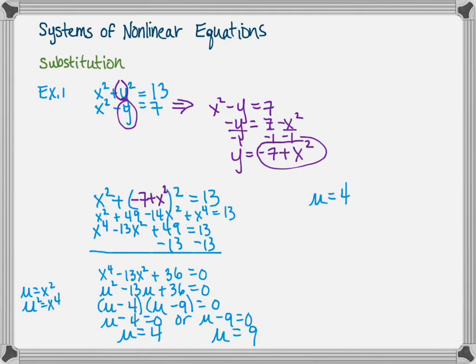So if u equals 4, let's substitute back in x squared for u. x squared equals 4. Take the square root of both sides and we get that x equals plus or minus 2. And if u equals 9, substitute back in x squared for u, and x squared equals 9. Take the square root of both sides, x equals plus or minus 3. Okay, so these are the x values. We still need to find the y values by substituting back into y equals negative 7 plus x squared.